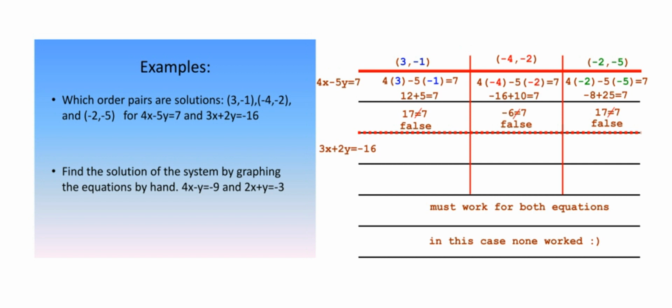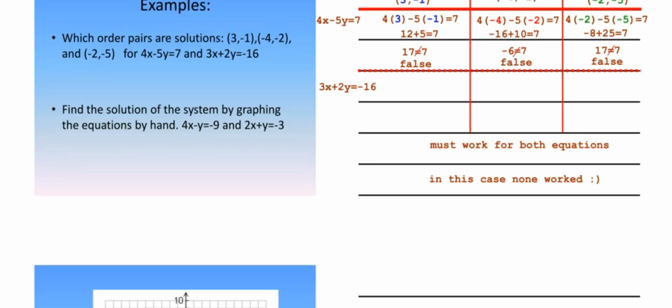Find the solution of the system by graphing the equations by hand. 4x minus y equals negative 9 and 2x plus y equals negative 3. Okay, so let's try plotting them. We'll plot them on this graph. That'll make it easier, having a graph. So let's graph them.